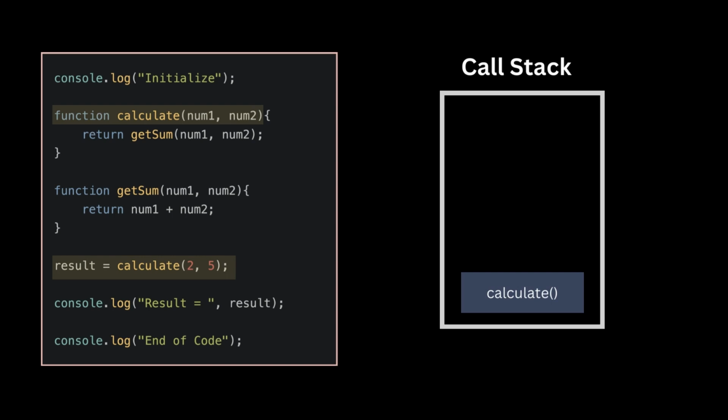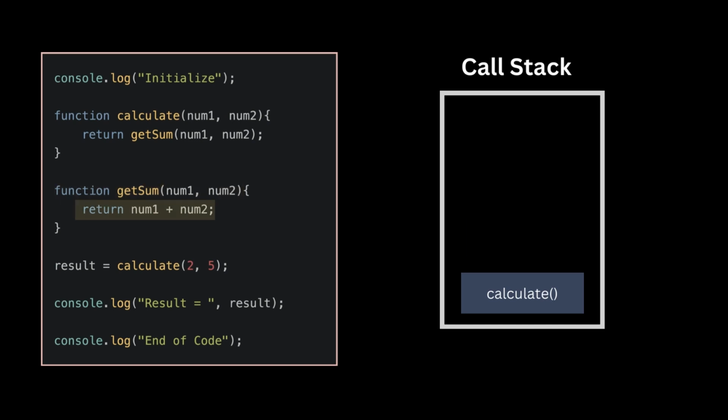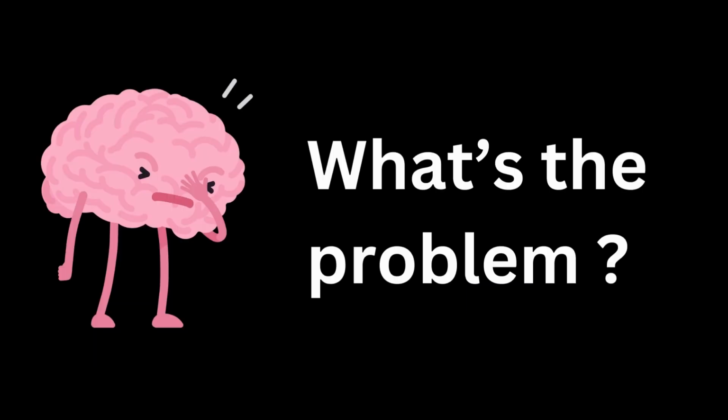In this line, I'm calling the calculate function and I'm passing in values 2 and 5. So the calculate function goes onto the stack. Now the calculate function in turn calls getSum, so getSum also gets pushed into the stack. Now getSum gets executed and is removed from the stack. Likewise, calculate returns and is pushed out of the stack. And then the console log statement after the function call is called, the result is displayed, the function is then removed from the call stack, and the last console log is called, pushed into the stack, executed and removed from the stack. So far so good.